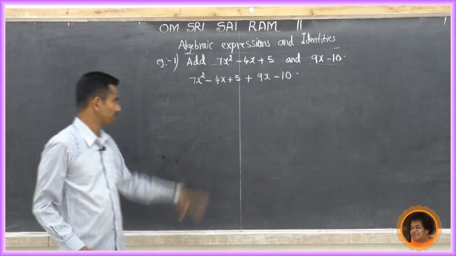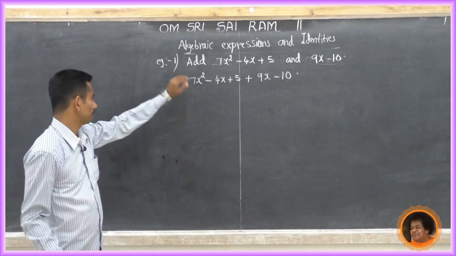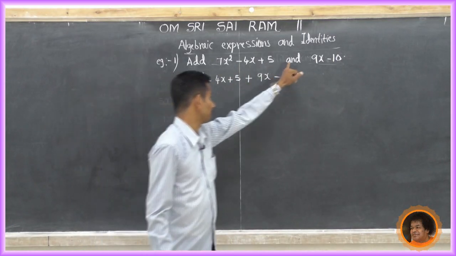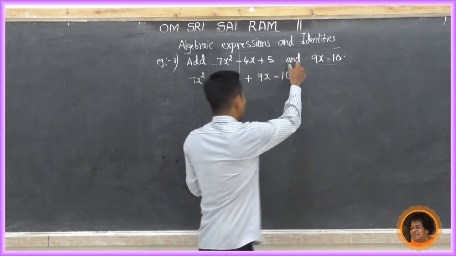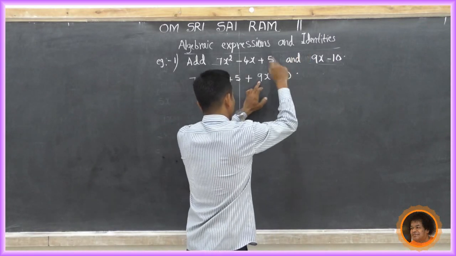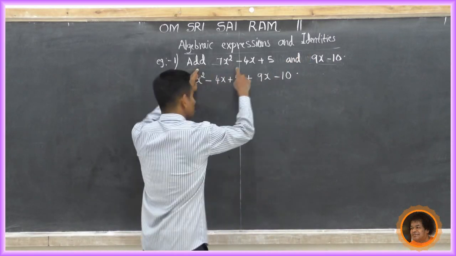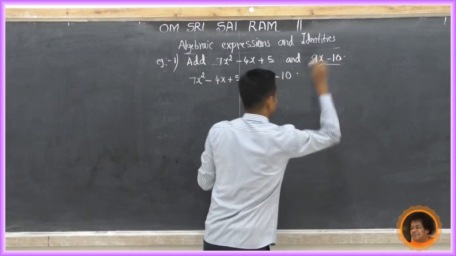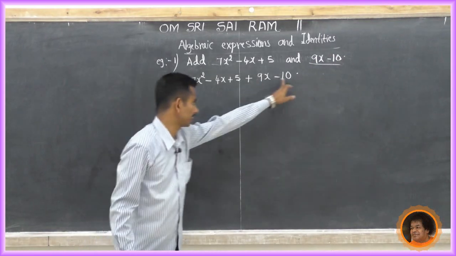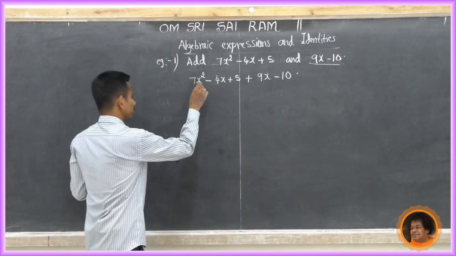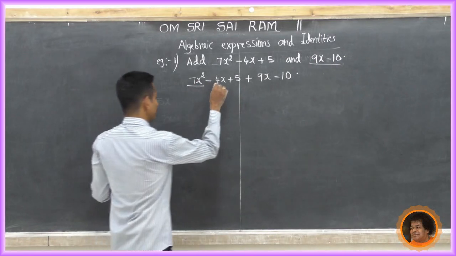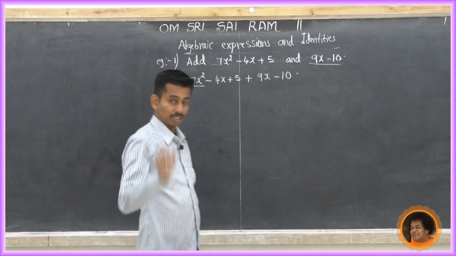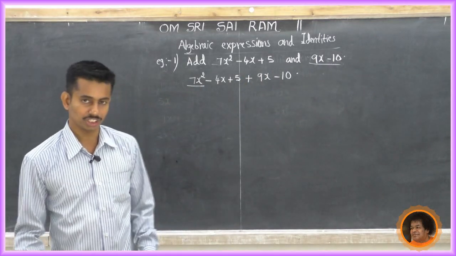So the first step is very simple. First write the first expression. After that, don't write "and", because we have to add these two expressions, so put the plus sign. Then the second expression is 9x minus 10, so write 9x minus 10. 7x squared minus 4x plus 5 plus 9x minus 10. Now group the like terms. First group the like terms.